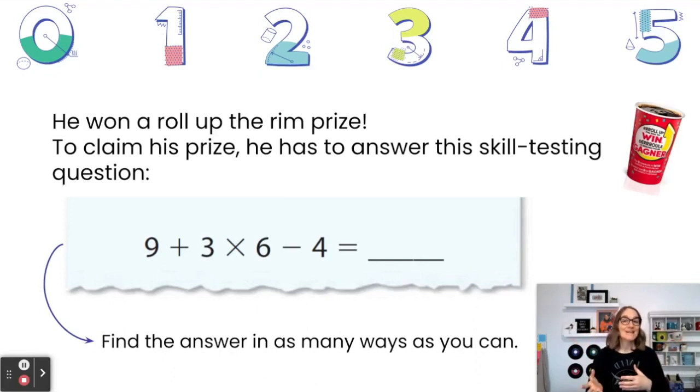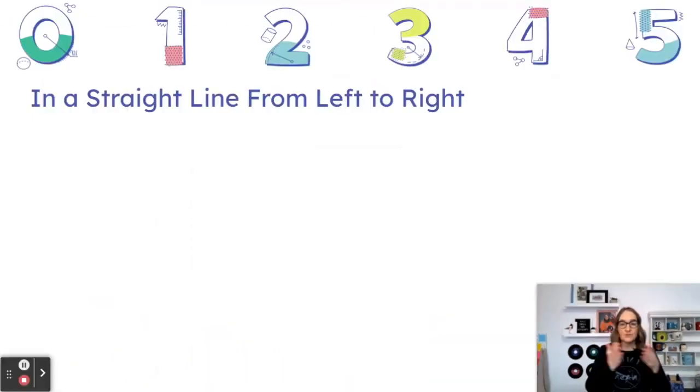Captain Picard has asked us to find the answer in as many ways as we can. So let's do that right now. What are some of the ways to answer this question? Well, the first most straightforward one is to go in a straight line from left to right. So let's try that now. 9 plus 3 times 6 minus 4.